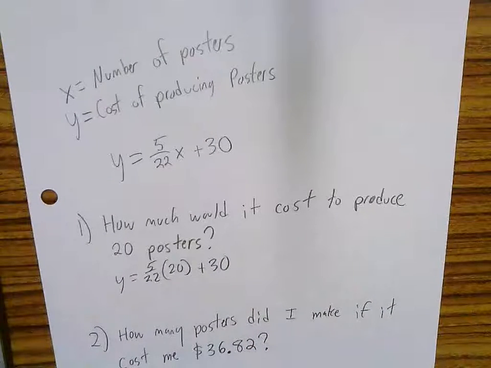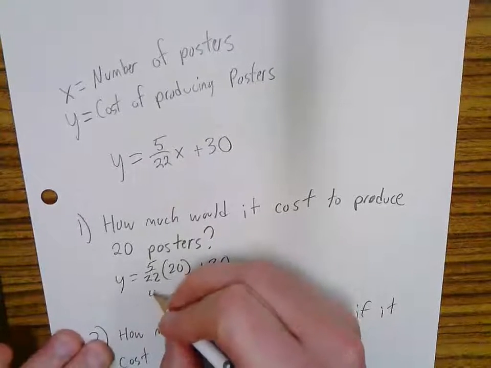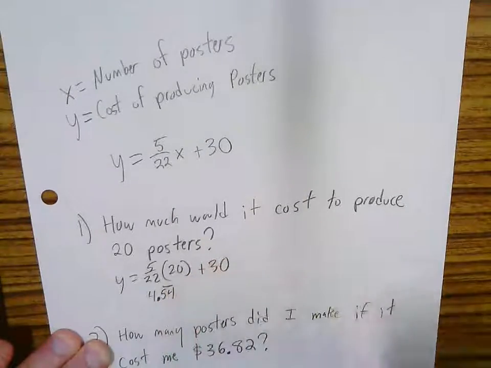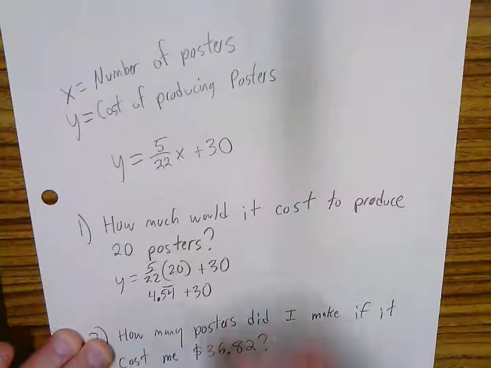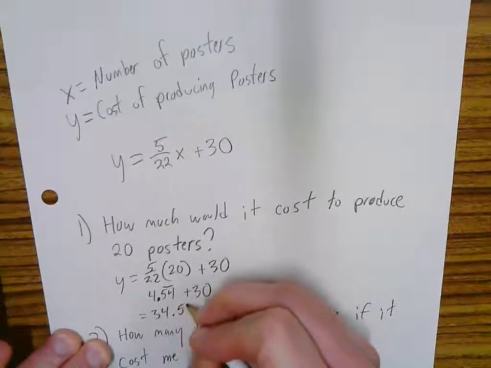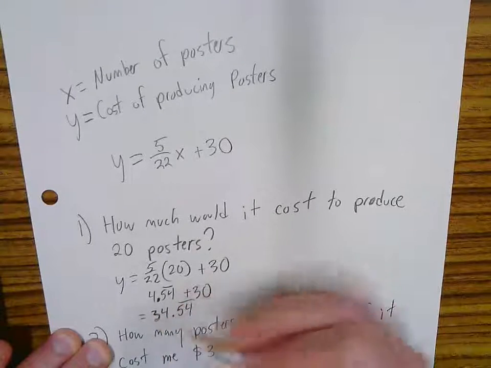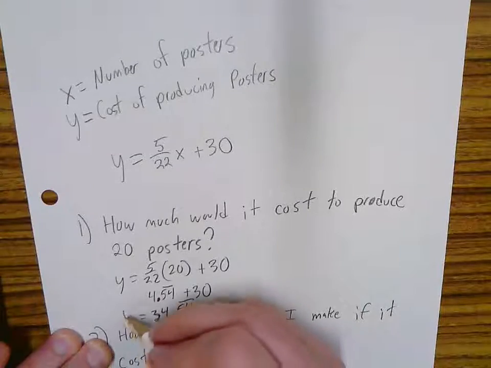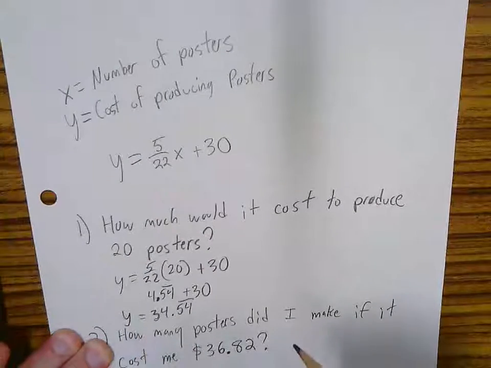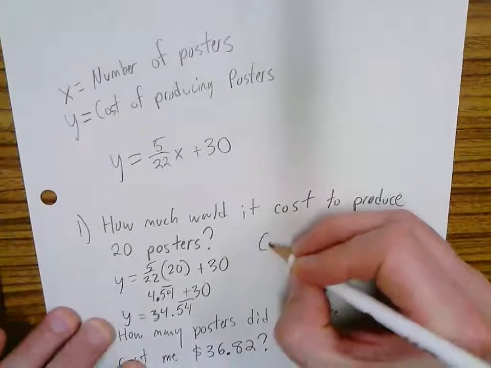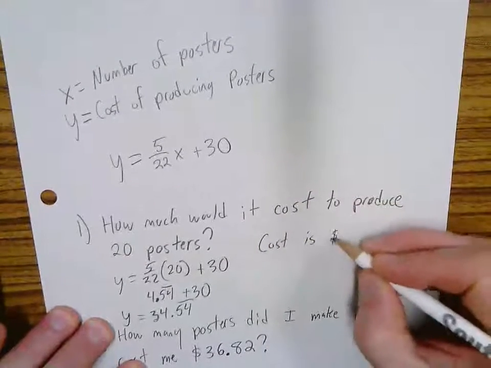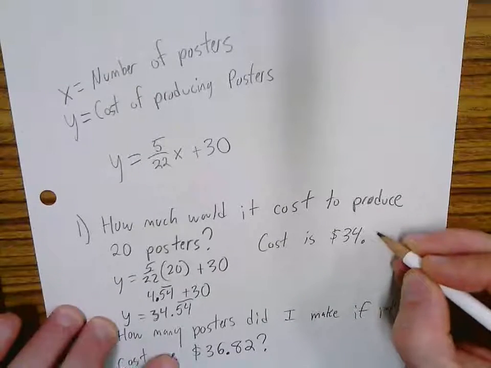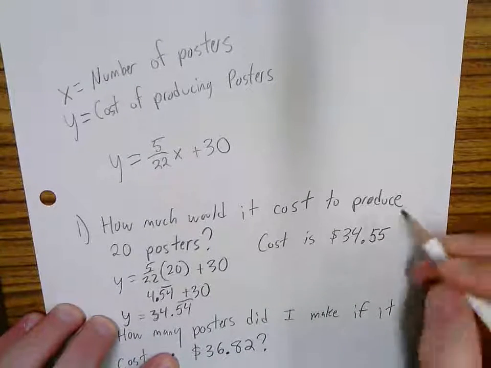So I take out my calculator and I can go ahead and throw that right in there. 5 divided by 22 times 20, and I get 4.54 repeating. And then I'm going to add 30 to that, and that's going to give me 34.54 repeating. Okay, so what does that tell me? If I were to round this to the nearest cent, I just found the cost, because Y is the cost, and that cost is going to be $34.55 if I round that up to the nearest cent.